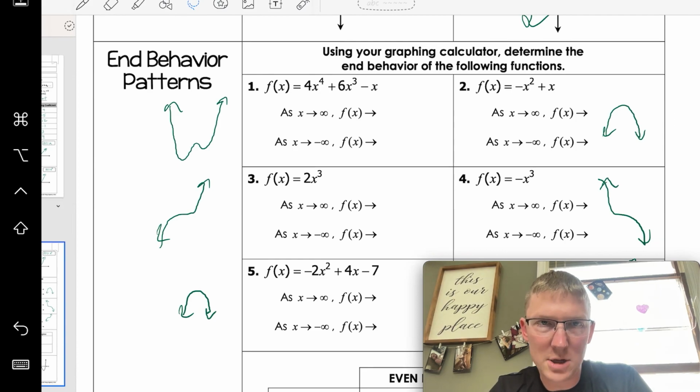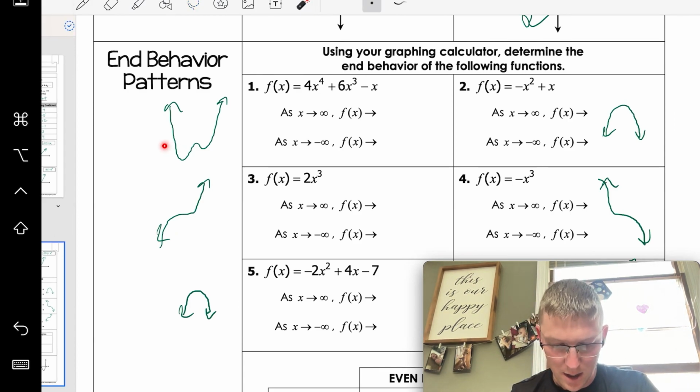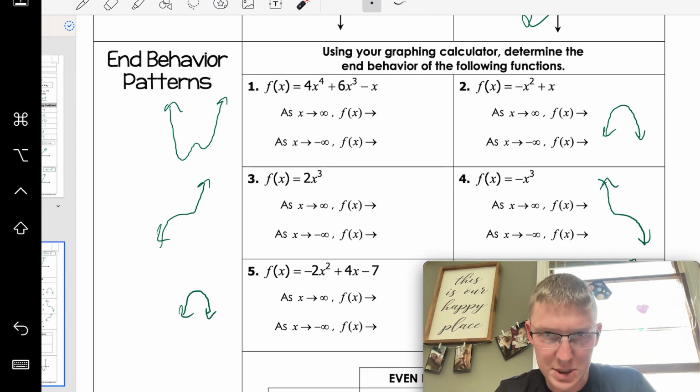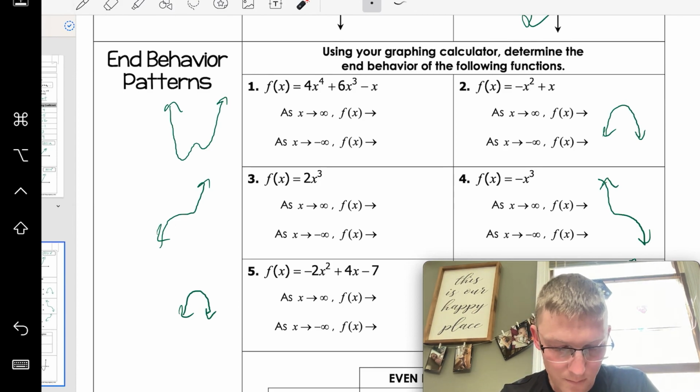All right, so let's talk about end behavior. The way this part works is you can shove all these into your calculator, look at the graph, and figure out what the end behavior does. I made these little quick sketches, so at least we can have a conversation about end behavior.